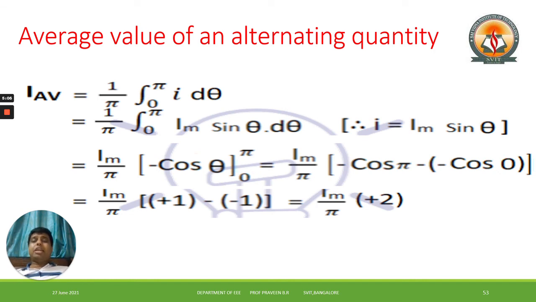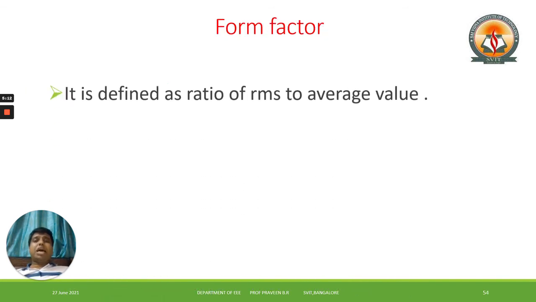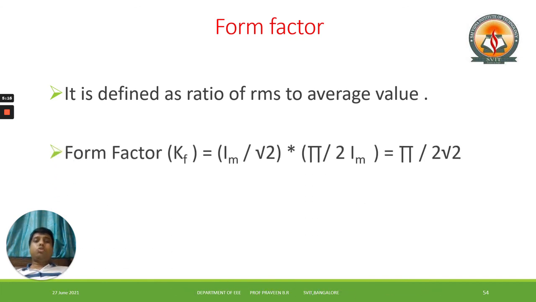So let us define form factor. Form factor is defined as the ratio of the RMS value to average value. RMS value is Im by root 2. Average value is 2Im by pi. Im gets cancelled, so you get pi divided by 2 root 2. When we solve for pi divided by 2 root 2, we get to know that the form factor of a sinusoidal waveform is 1.11. Thank you for watching this video.